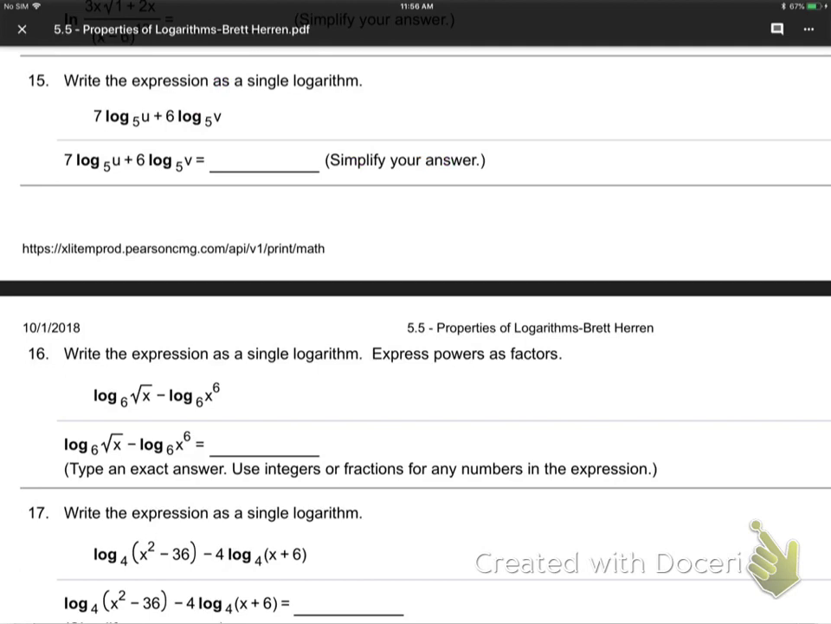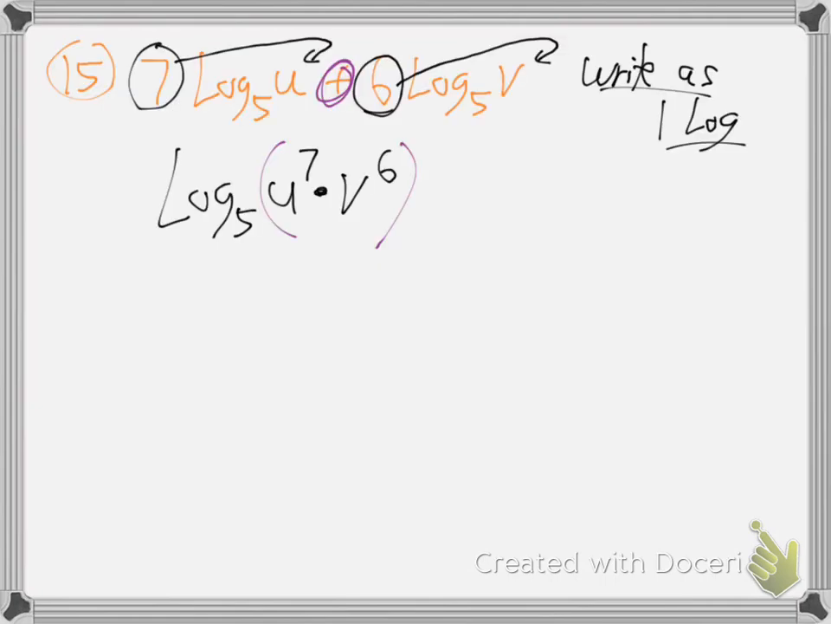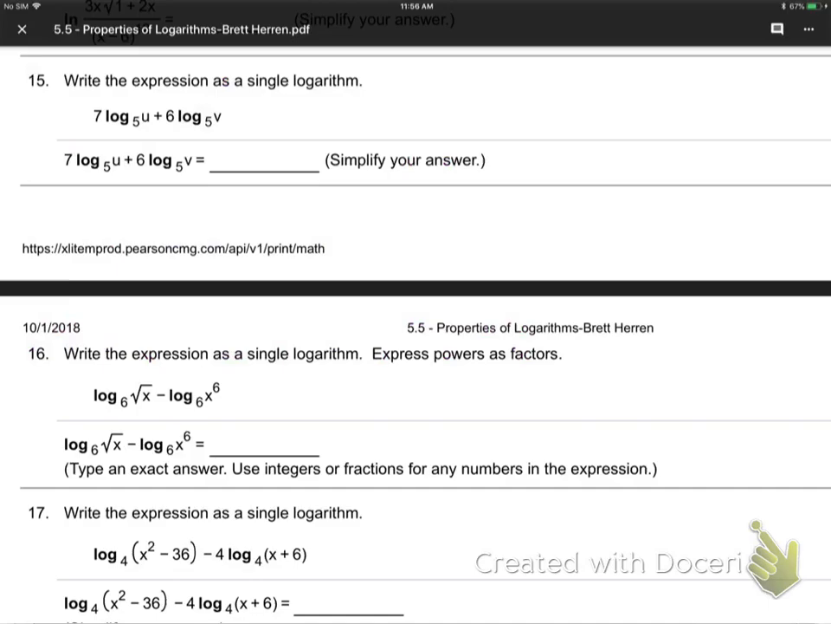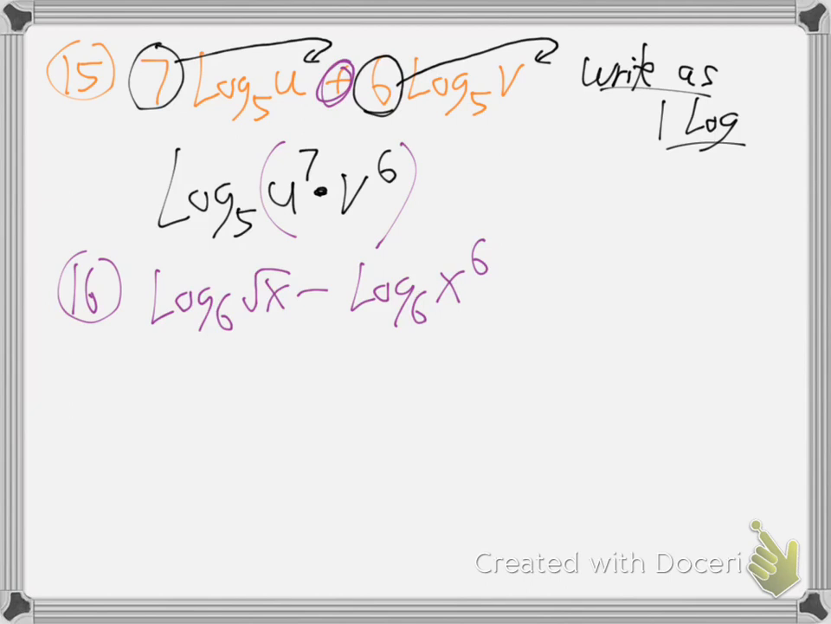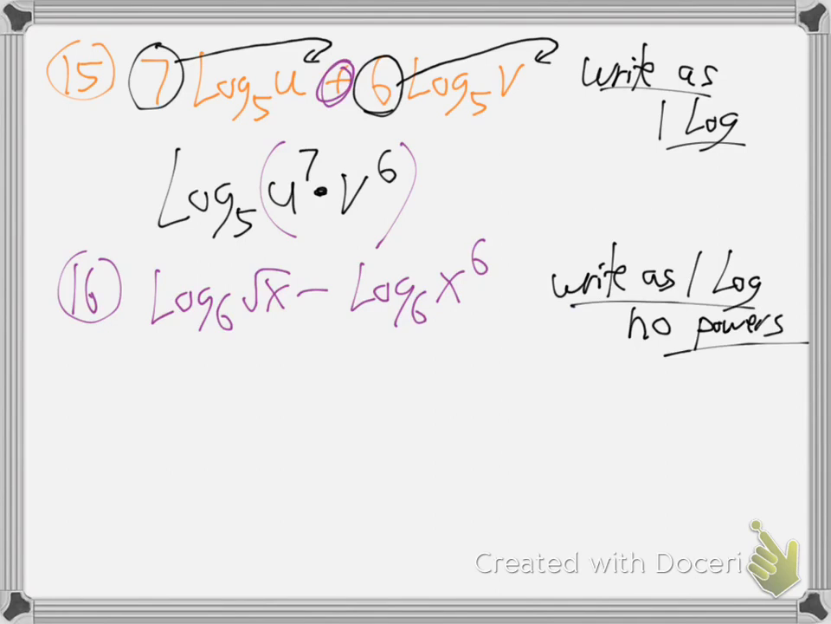Log base 6 of root x minus log base 6 of x to the 6th. Is that right? Yeah. Okay, same thing. One log, no powers. So this was a little more tricky to get the no powers thing. See what you can do there.